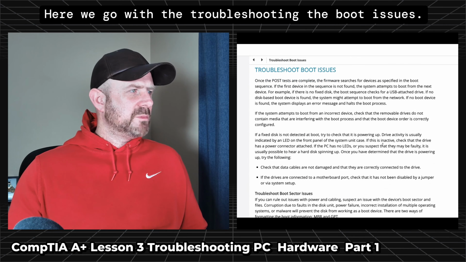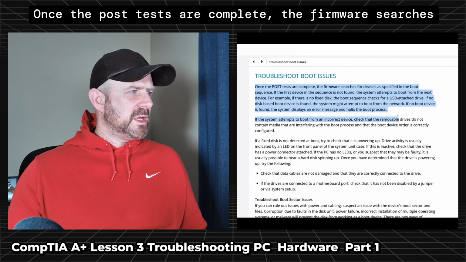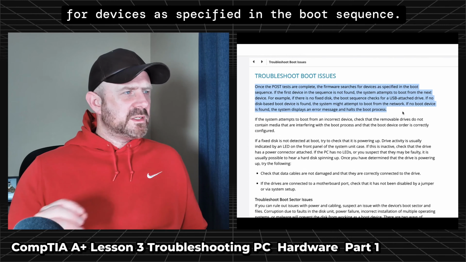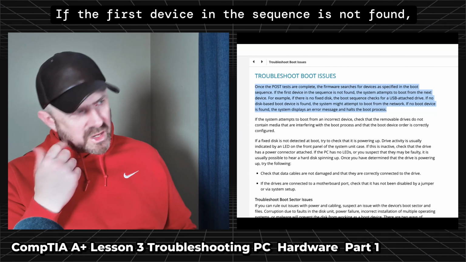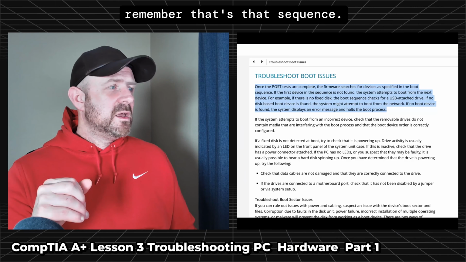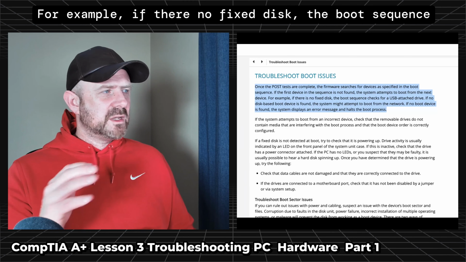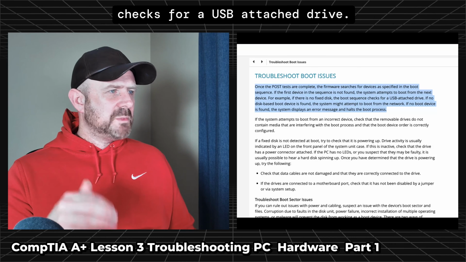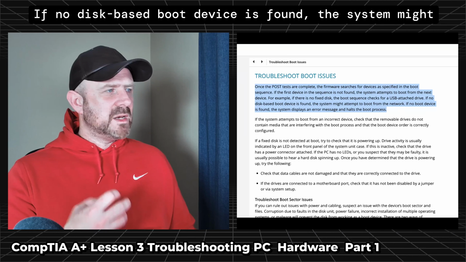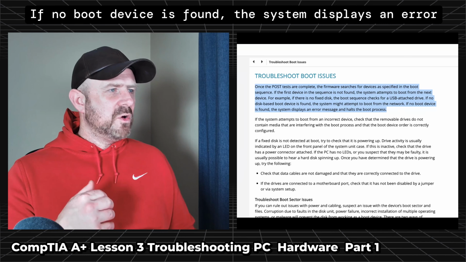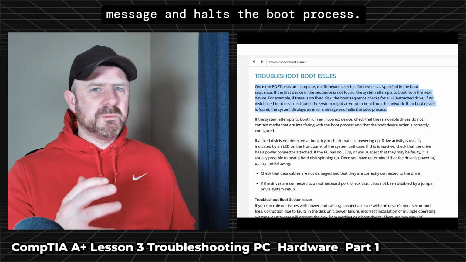Here we go with troubleshooting the boot issues. Once the POST tests are complete, the firmware searches for devices as specified in the boot sequence. If the first device in the sequence is not found, remember there's a sequence, the system attempts to boot from the next device. For example, if there's no fixed disk, the boot sequence checks for a USB attached drive. If no disk-based boot device is found, the system might attempt to boot from the network. If no boot device is found, the system displays an error message and halts the boot process.